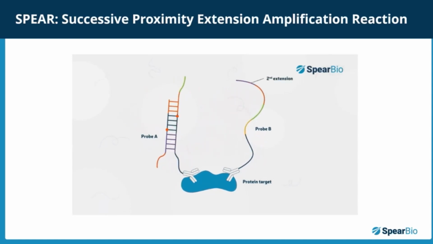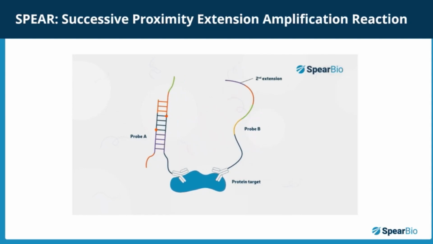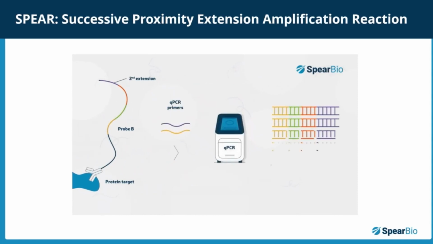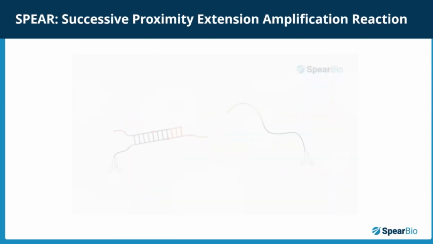When we throw in a PCR primer complementary to the purple sequences, then only the double-extended probe B can be exponentially amplified through PCR reaction.